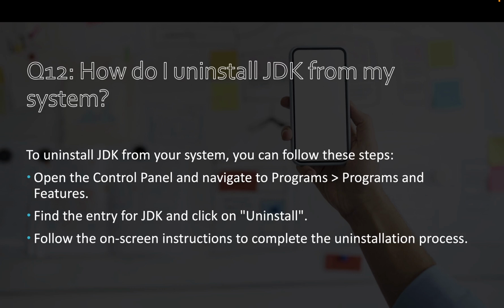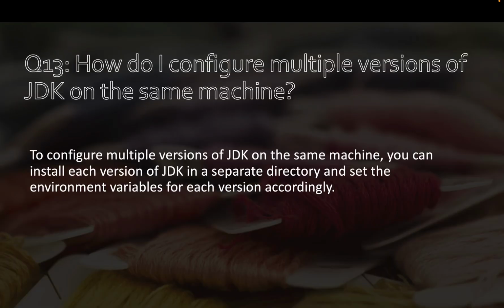Question number 12. How do I uninstall JDK from my system? To uninstall JDK from your system, you can follow these steps. Open the Control Panel and navigate to Programs and Features. Find the entry for JDK and click on Uninstall. Follow the on-screen instructions to complete the uninstallation process. Question number 13. How do I configure multiple versions of JDK on the same machine? To configure multiple versions of JDK on the same machine, you can install each version of JDK in a separate directory and set the environment variables for each version accordingly.